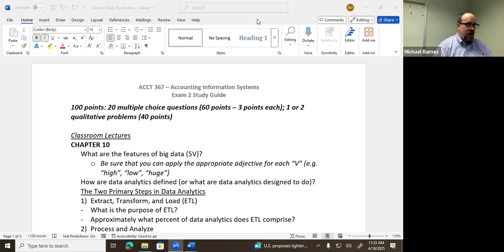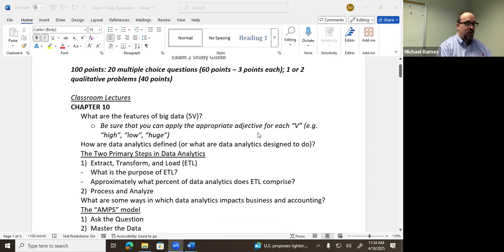Then the definition for data analytics, we talked a little bit about that. So what data analytics is, the definition behind that, and what data analytics is designed to accomplish. You might want to take a look at that. It's not a particularly complex definition, but it is an important definition to have in mind since it sets the tone for the entire chapter. The 2 steps in data analytics, please make sure you're familiar with those. We actually refer back to those when we get to the AMP model. These are kind of subsets of the AMP model.